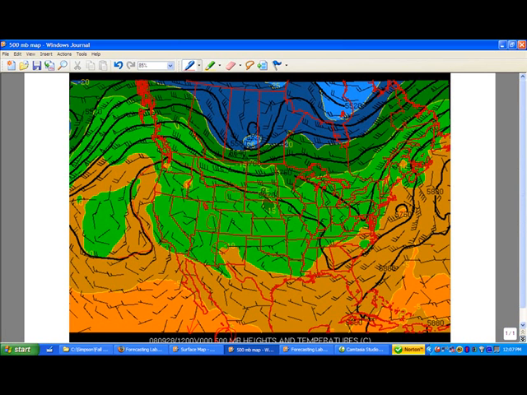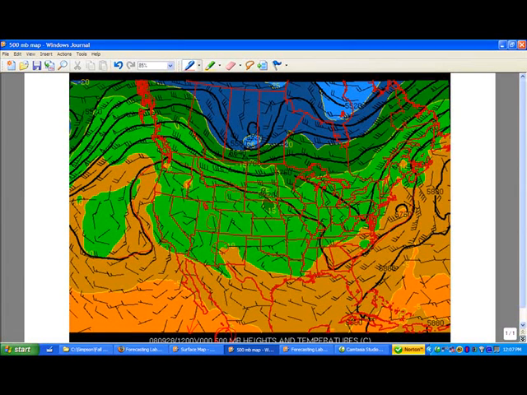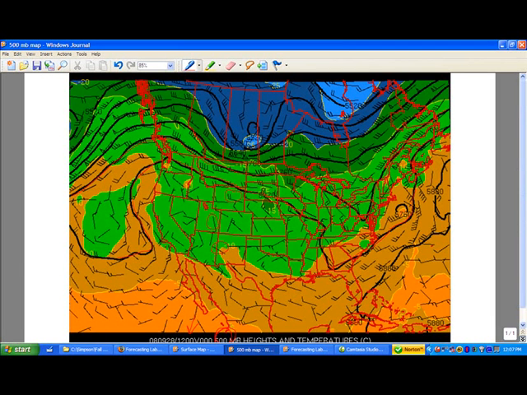And you also notice these solid black lines. These are what we call the isohypses. These are the constant height surfaces where the 500 millibar surface lies. We won't worry about that for this course. That's an advanced course. But you need to know these solid black lines at 500 millibars are what we call the isohypses pattern. And you can think of these isohypses as a freeway.